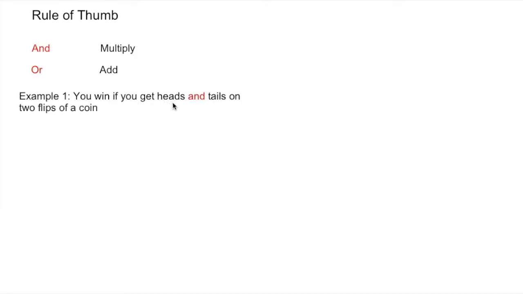Example 1, you win if you get heads and tails on 2 flips of a coin. So if we start, on the first flip we can get heads or we can get tails. We start with a whole chance. Half the chance is going to go this way, half the chance is going to go that way. Then that half a chance is going to be split in half. So half of the half is going to go this way, half of the half is going to go that way. Now the probability of getting heads is 1/2. The probability of getting tails is 1/2.